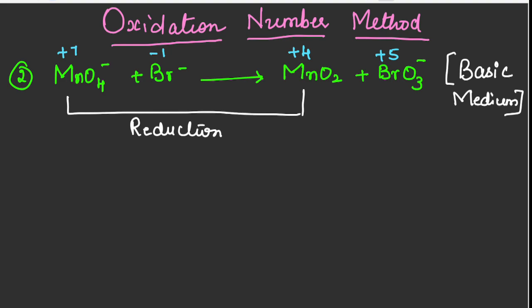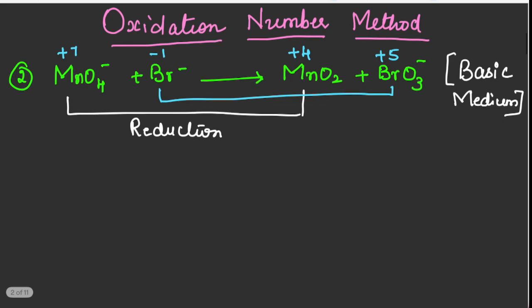Now compare Br with this Br. Check the oxidation state. From minus 1 it is changing to plus 5. That is, there is an increase in oxidation state. So from minus 1 it is increasing to plus 5. If there is an increase in oxidation state, it is called oxidation. So here Br is undergoing oxidation.